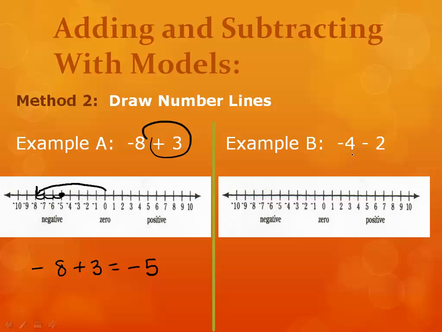Now let's look at example B again. We have negative 4 minus 2. So starting at 0, we go to the left 4. And now from there we want to go 2 more to the left. Notice that puts us at negative 6. So negative 4 minus 2 is negative 6.